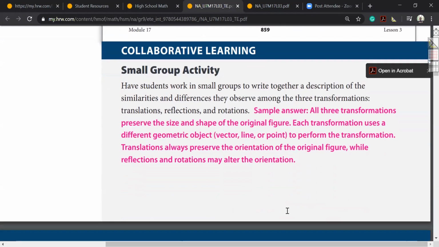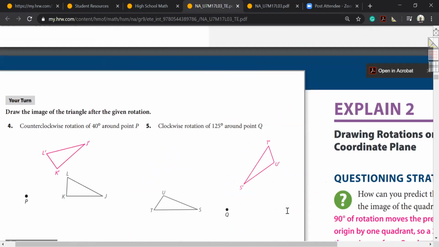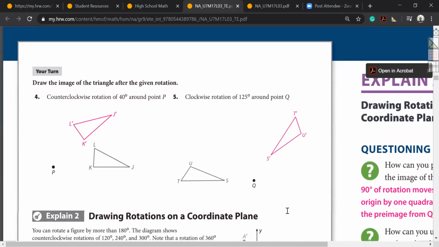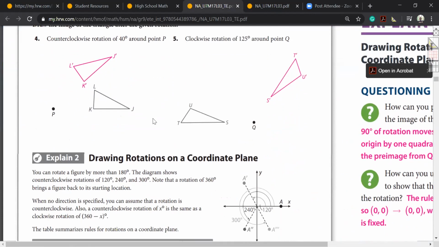Okay, for question 4, draw the image of the triangle after the given rotation, again using the ruler and protractor method. Counterclockwise rotation of 40 degrees around point P. I don't want you just to get the answer.